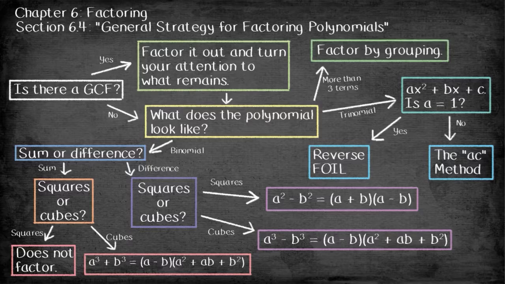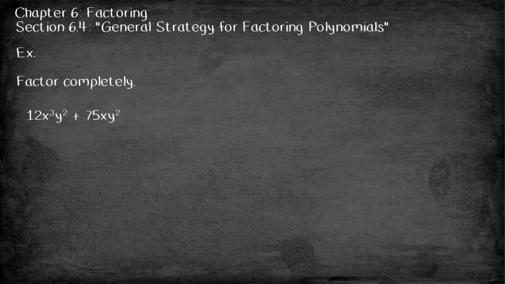For more than 3 terms, there's really only one option, and that is to factor by grouping. That's something you can try in the other situations as well. This is a visual way to figure out what you're supposed to do in a given situation. I know there's a lot of stuff on here, but you start at, is there a GCF, and follow your arrows.